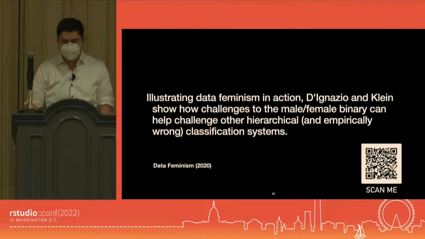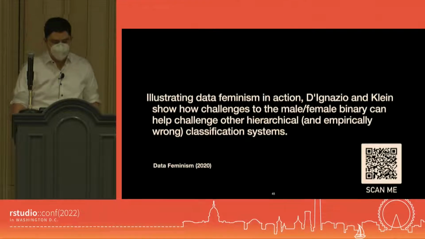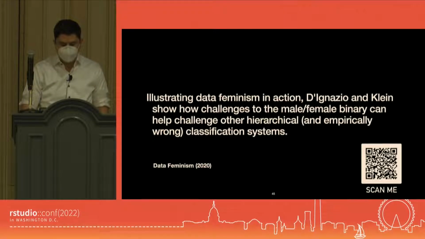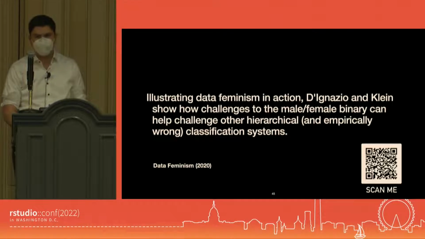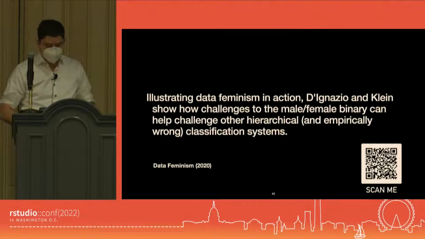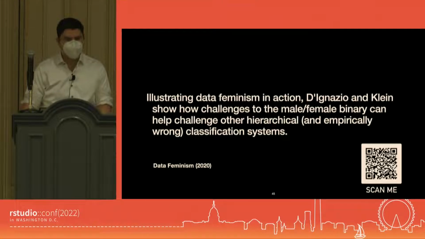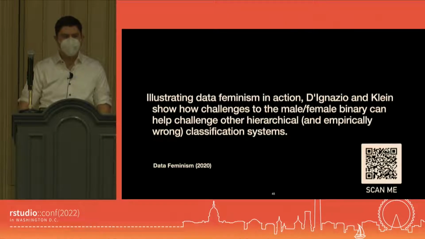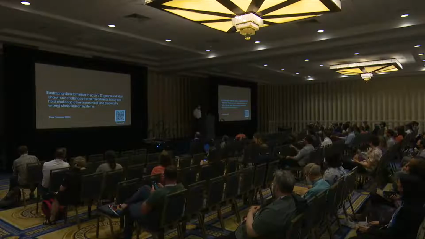Here's a quote from a description of the book. Illustrating data feminism in action, D'ignazio and Klein show how challenges to the male-female binary can help challenge other hierarchical and empirically wrong classification systems. It's a little jargony, so let's do this. Raise your hand if you've either seen or yourself done gender as a dichotomous variable, 0 or 1.